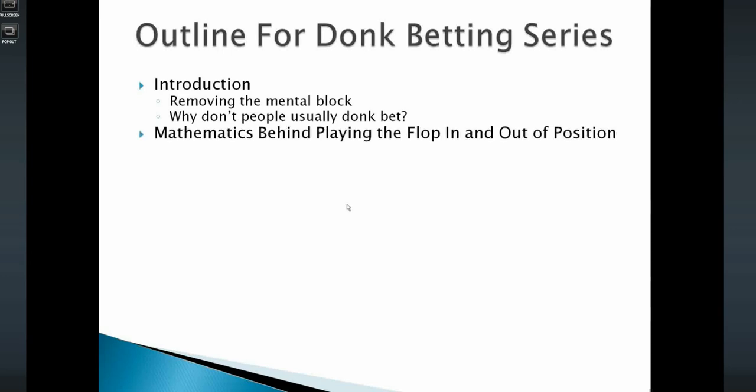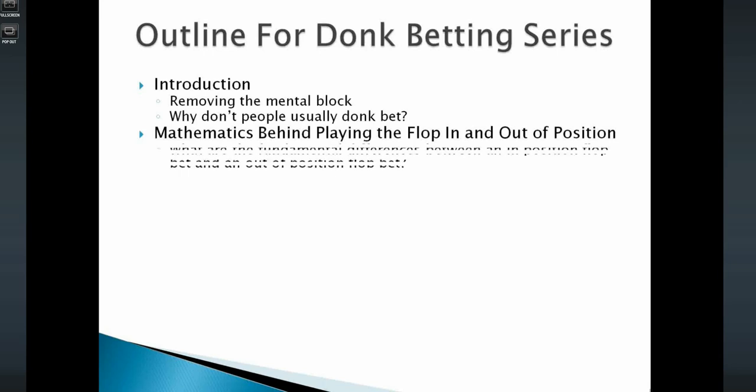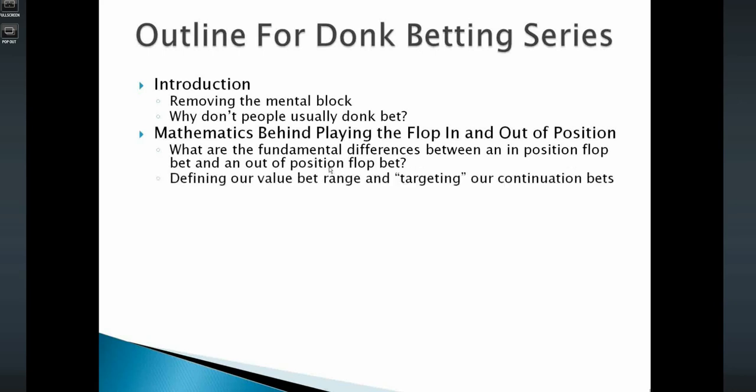Then we're going to get to the bulk of the series, where we're going to talk about the mathematics behind playing the flop in and out of position. This is where we're going to go over a lot of math and a lot of really theory-intensive stuff. What are the fundamental differences between an in-position flop bet and an out-of-position flop bet? We're going to be defining our value bet range and targeting our continuation bets. And once again, I'll explain what targeting means in more detail when we get there.